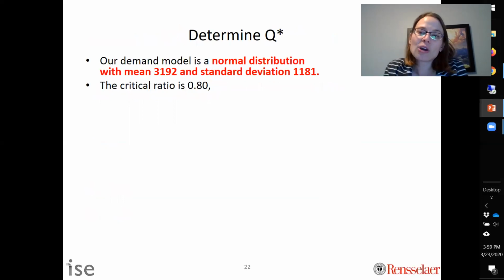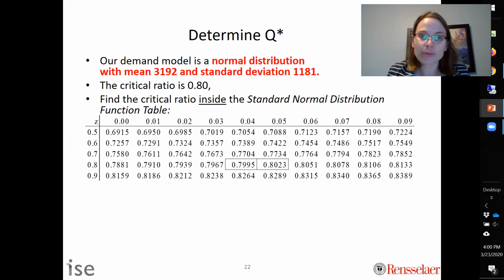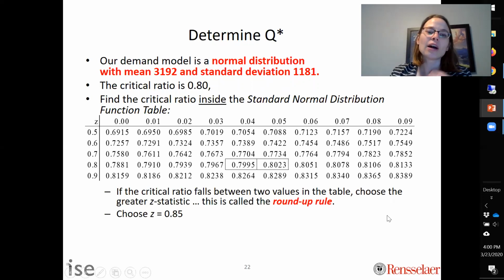As a reminder, we know our demand distribution during the selling period is normally distributed with a mean of 3,192 and a standard deviation of 1181. We just calculated the critical ratio of 0.8. Because we have a normal distribution, we need to find the Z value. So we look up on a normal table where 0.8 is. And if it's in between something, you should always round up. So for this example, you would choose Z of 0.85. So that's our Z value.